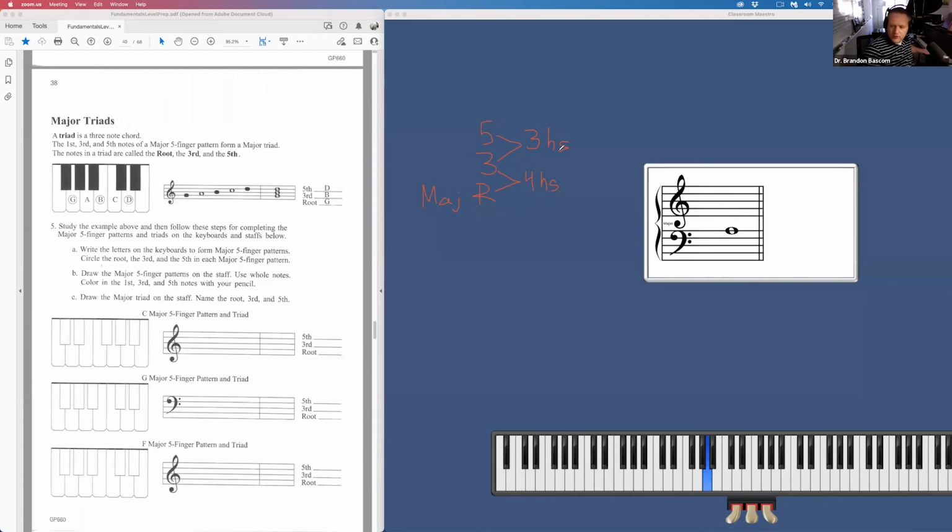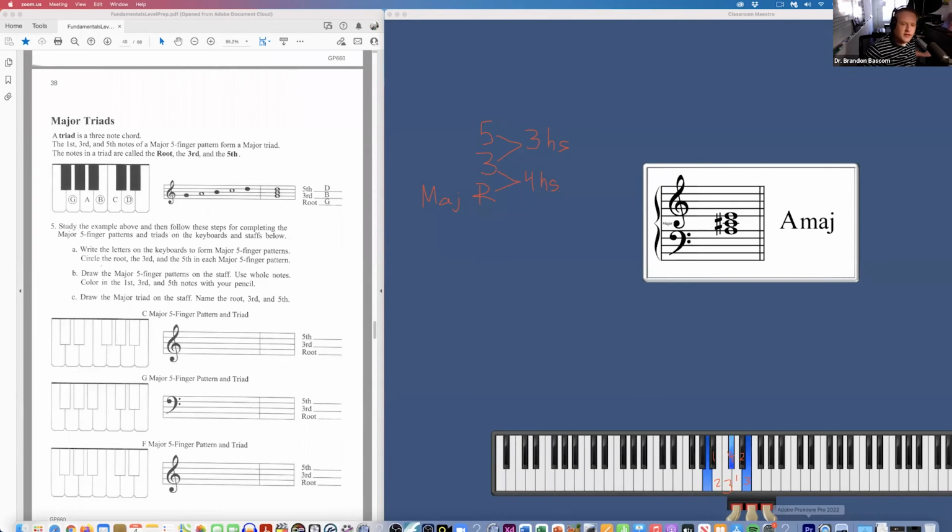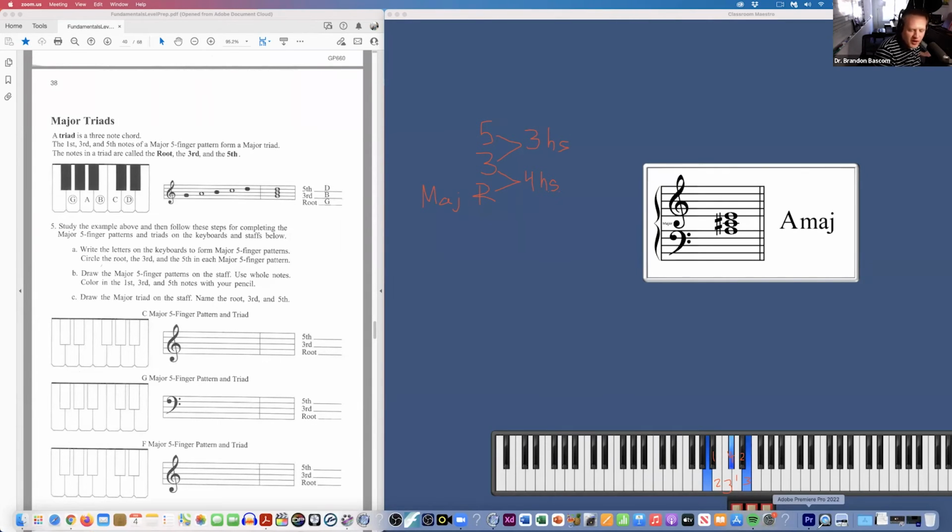1, 2, 3, 4. 1, 2, 3. I get a major triad. 4 half steps on the bottom, 1, 2, 3, 4. 3 half steps on the top, 1, 2, 3. That's the formula for a major triad.